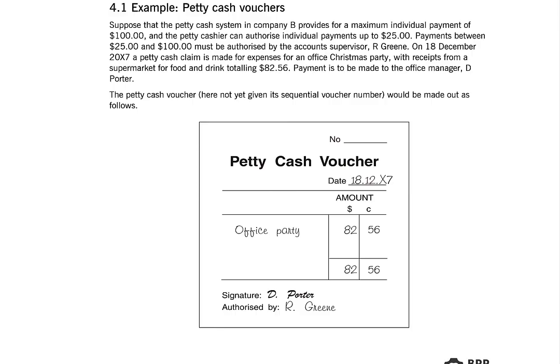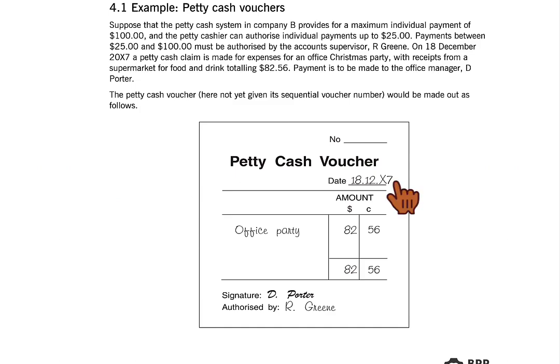Part 3. How the petty cash voucher is filled in. Now we look at the voucher itself. This voucher has a few key parts, and each part has a reason. 1. Voucher number. At the top, you see No. That is the voucher number. In this example, the voucher number is blank. The book tells us this voucher has not yet been given its sequential number. That means the number will be added later when the vouchers are organized and filed properly.